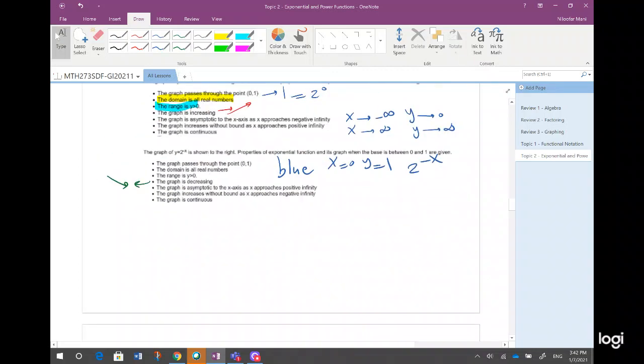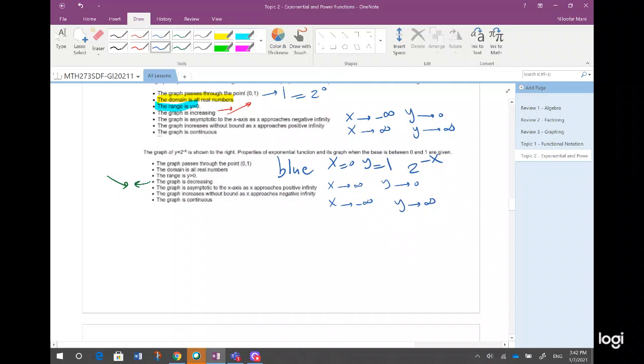And the graph increases when x approaches negative infinity. So see, x is approaching minus infinity, y is approaching infinity because it's 2 power minus x. Here I can write: x approaches infinity, y is approaching zero; x is approaching minus infinity, y is approaching infinity. And again the graph is continuous.